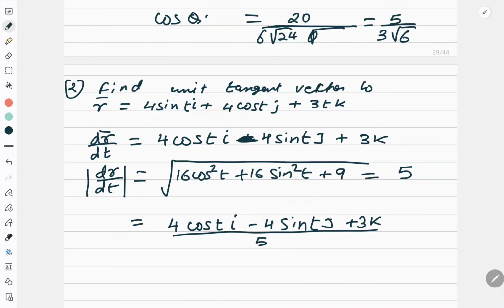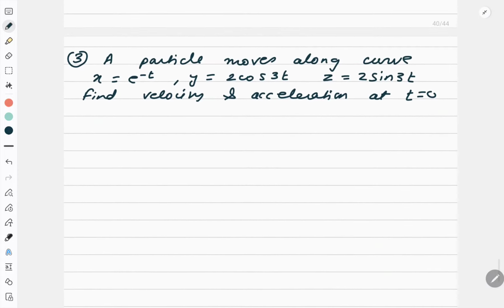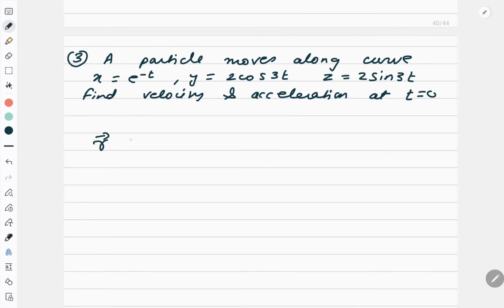So this will be my answer. Right? So let's move to the next question now. So now what's the next question? A particle moves along this curve. Find velocity and acceleration at t is equal to 0. This is a very, very important question. Okay, so let us start with this. Now, what is r? What is the position vector? xi plus yj plus zk. So, e to the power minus t i plus 2 cos 3t j plus 2 sin 3t k. Right?